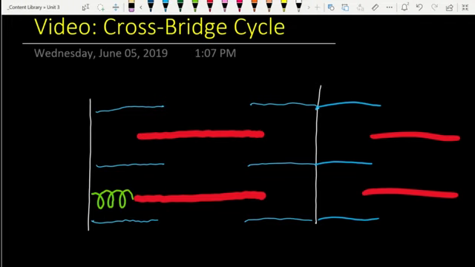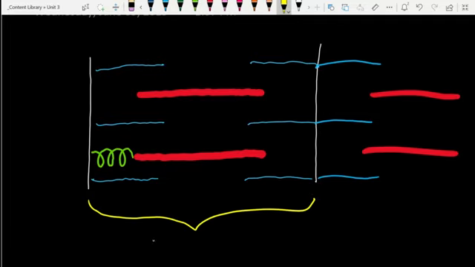The purpose of this video is to discuss the Crossbridge cycle. Of course, in order to understand the Crossbridge cycle, we need to define the functional unit of the muscle itself, which we previously talked about. This is the sarcomere.